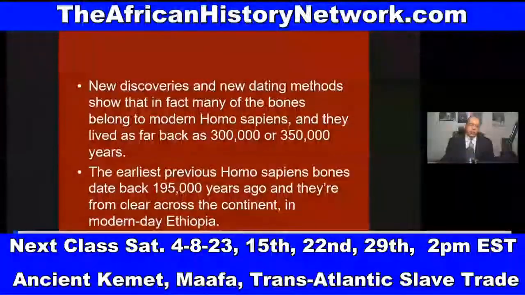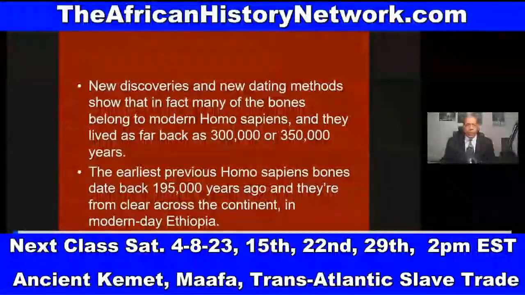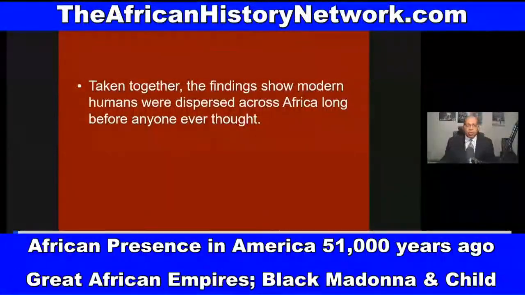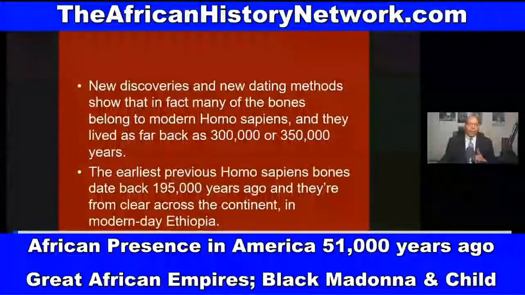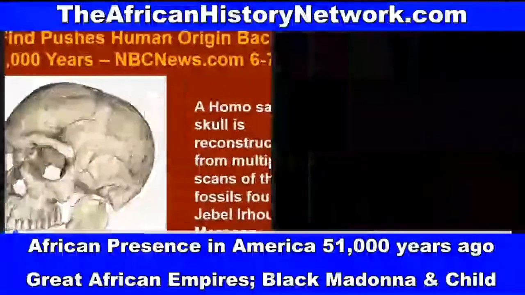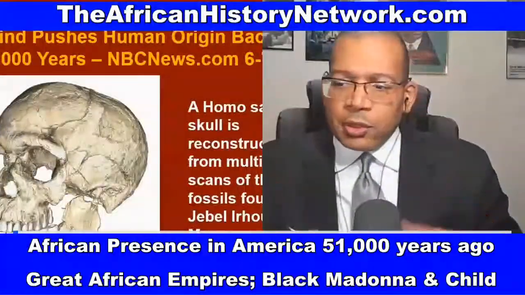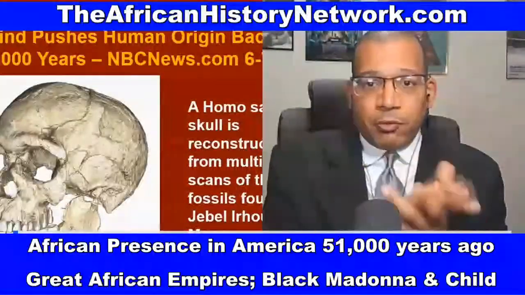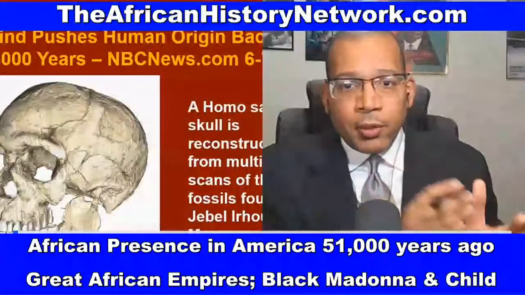The earliest previous Homo sapiens bones date back 195,000 years ago, and they're from clear across the continent in modern-day Ethiopia. Taken together, the findings show modern humans were dispersed across Africa long before anyone ever thought. So the deeper they dig, the blacker the planet gets, the more research they do, the older we get. And what these archaeological discoveries are showing is that all of this is much older than we actually thought. African people are older than we thought.